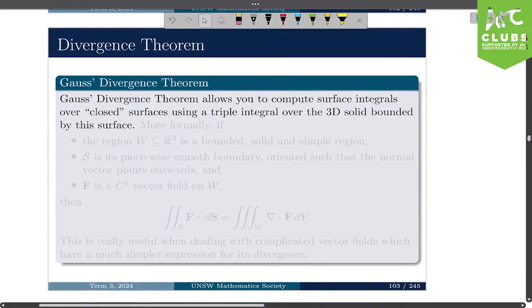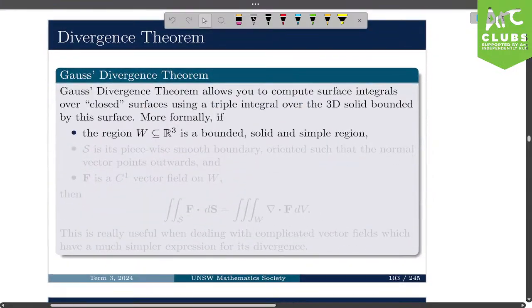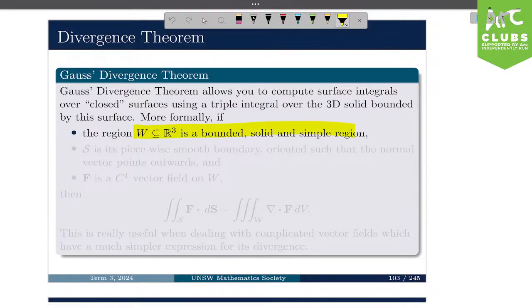Okay, so now we push forward to our next integral theorem. Actually, the last one we're going to be looking at is the divergence theorem. Gauss's divergence theorem allows you to compute surface integrals over closed surfaces, and we do this by throwing in a triple integral over a 3D solid that's bounded by some surface. So obviously some conditions need to apply. We have that our volume is bounded, it's solid, and it's a simple region.